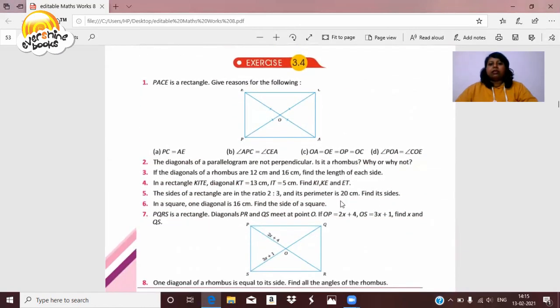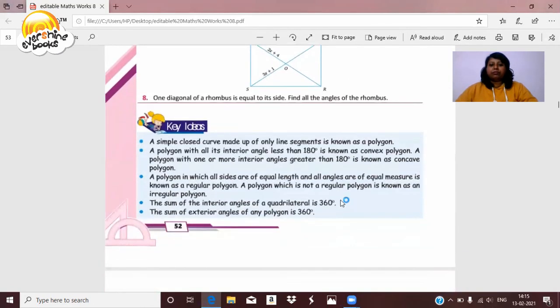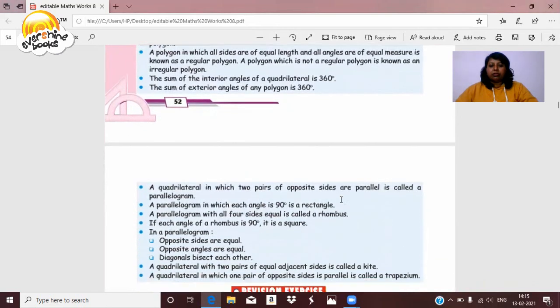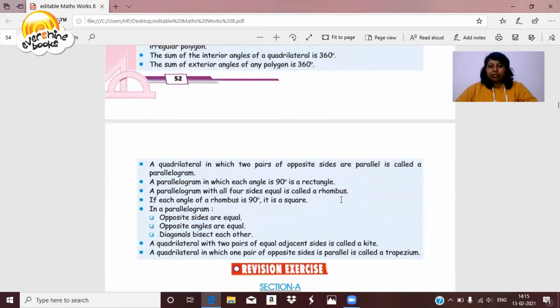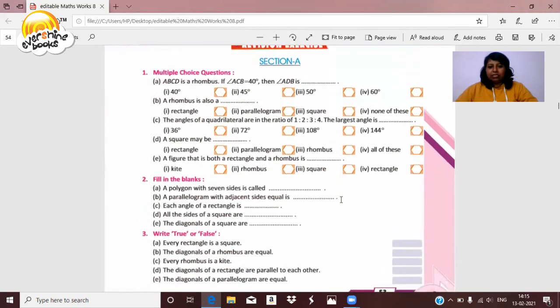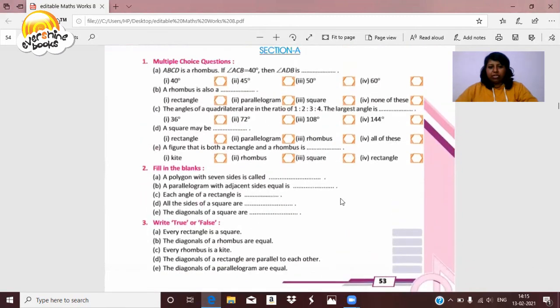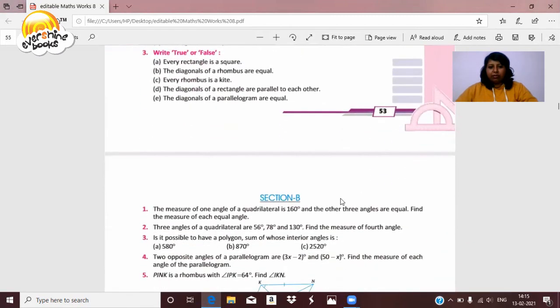Based on this, an exercise is also given. So students, this was the chapter, and revision exercises are given at the end of the chapter. As you can see, MCQs and fill in the blanks are given.